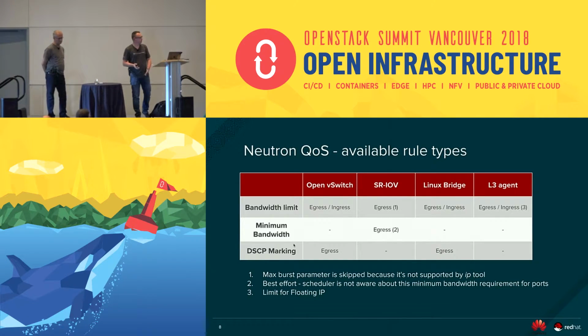Minimum bandwidth is, for now, supported only for egress traffic by SRIOV agent, and DSCP marking is, of course, for egress traffic supported by Open vSwitch and Linux Bridge.